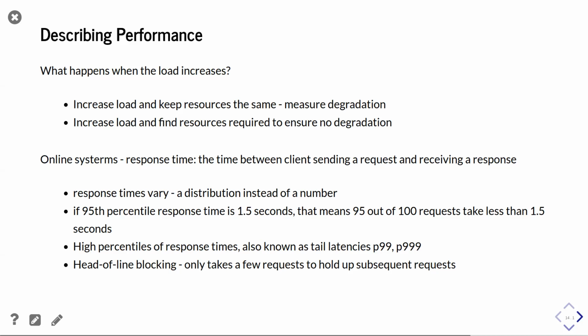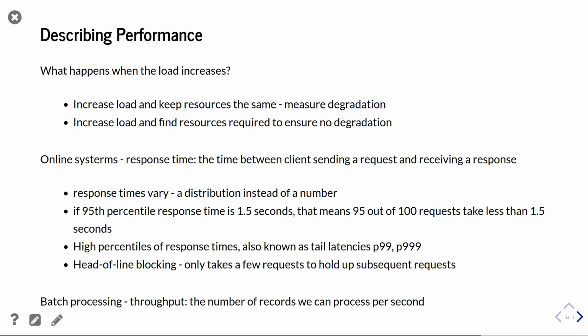One caveat to keep in mind is head of line blocking, which means it takes only a few slow requests to make all the subsequent requests slower, with larger response times. So that's for online systems. For batch processing, throughput is the metric that we generally measure for performance, and it's the number of records we can process per second.